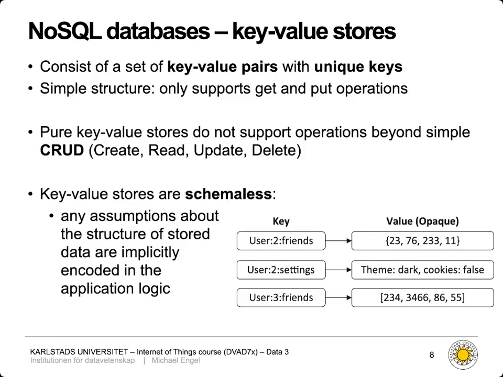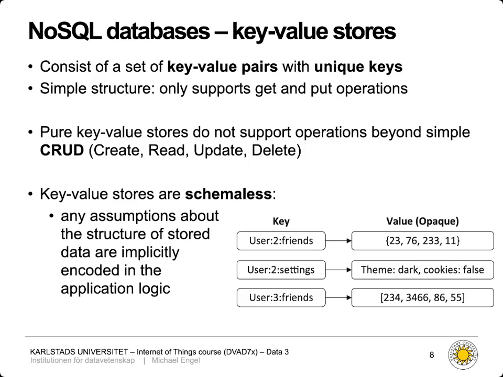So let's look at different types of NoSQL databases. First, we look at key value stores. So key value stores are very simple. They just consist of a set of, well, pairs of keys and values with the restriction that the keys have to be unique. So this is very simple, and accordingly, the operations supported are also very simple.